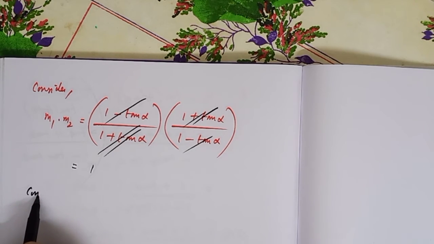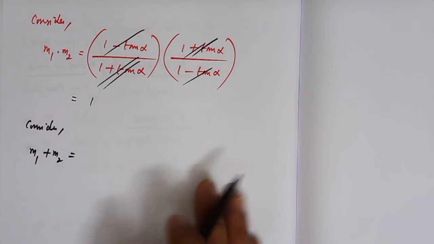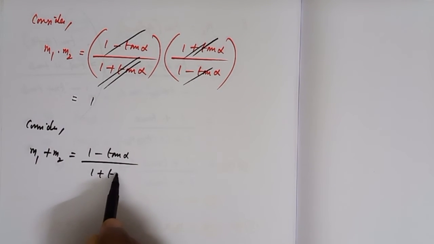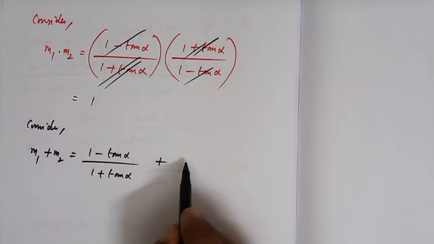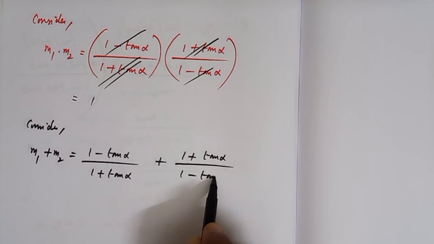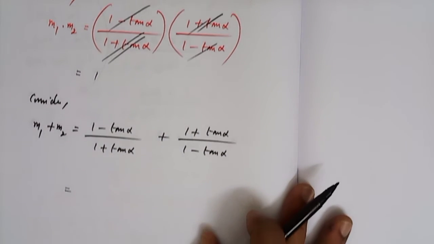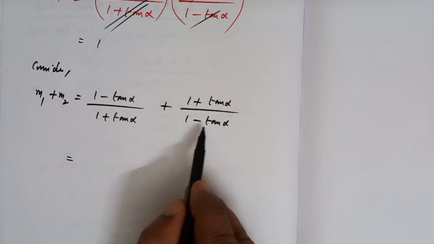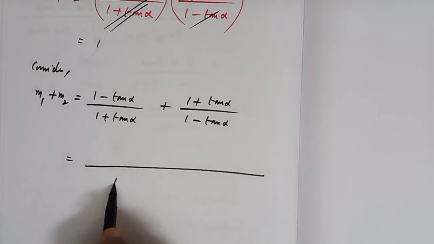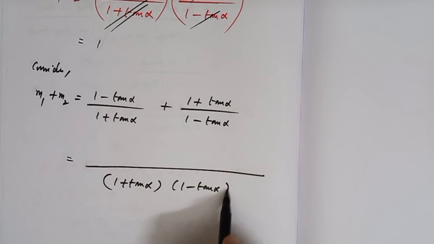Now consider m1 plus m2. You have to find m1 plus m2 also. The m1 value is (1 − tan α)/(1 + tan α), plus the m2 value (1 + tan α)/(1 − tan α). Now I have to take the LCM. There is nothing common between these two, so the LCM is the product: (1 + tan α) into (1 − tan α).